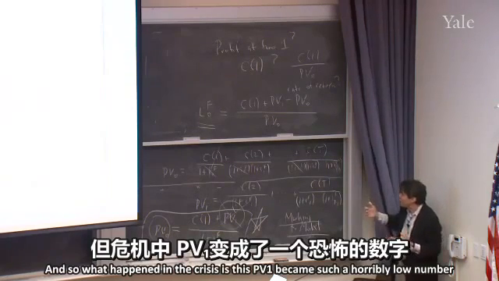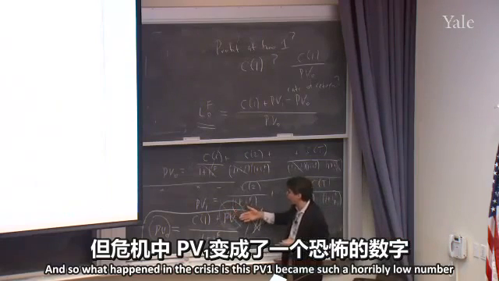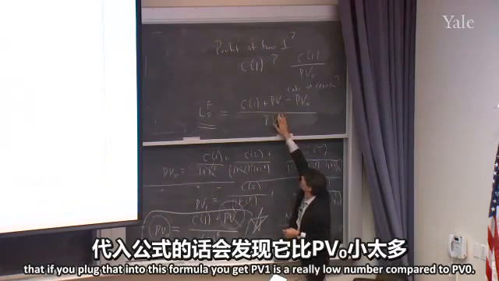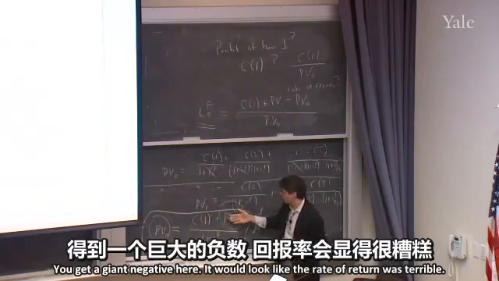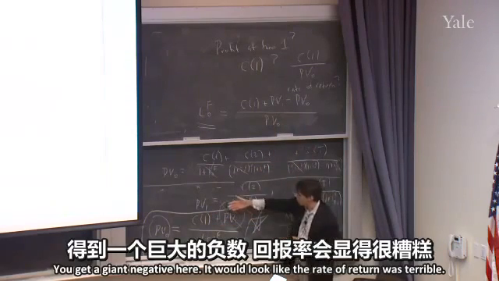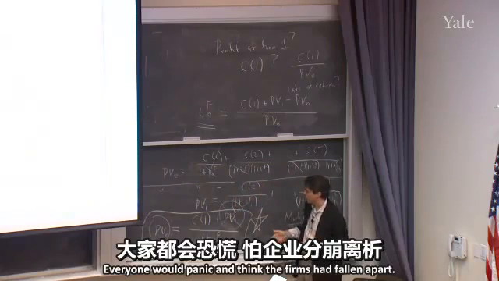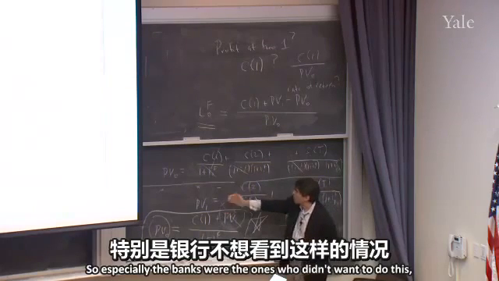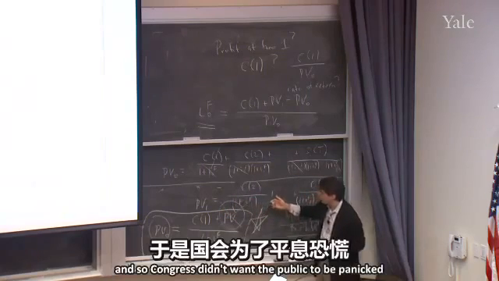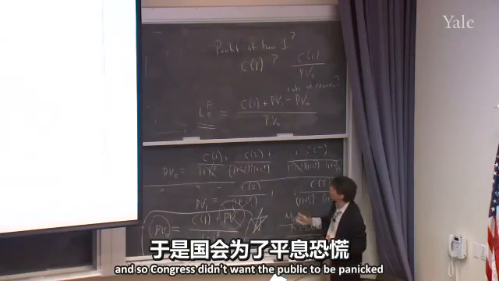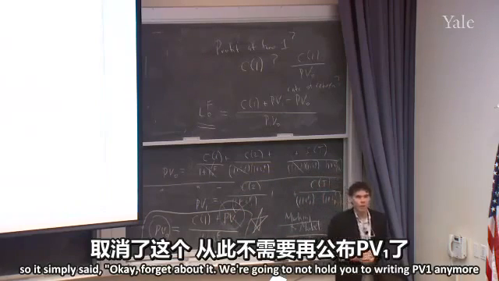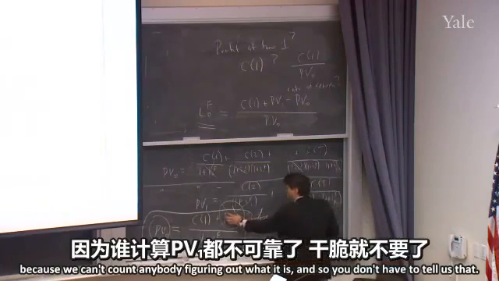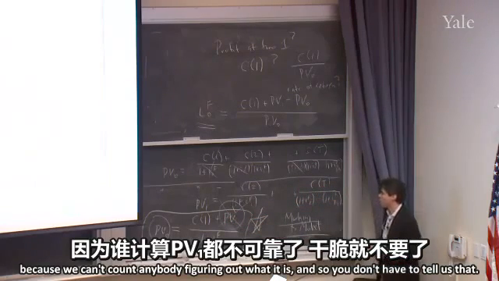And so what happened in the crisis is this PV1 became such a horribly low number that if you plug that into this formula, you get PV1 as a really low number compared to PV0. You get a giant negative here. It would look like the rate of return was terrible. Everyone would panic and think the firms had fallen apart. So, especially the banks, who were the ones who didn't want to do this, and Congress didn't want the public to be panicked, so it simply said, okay, forget about it. We're not going to hold you to writing PV1 anymore because we can't count on anybody figuring out what it is, and so you don't have to tell us that.